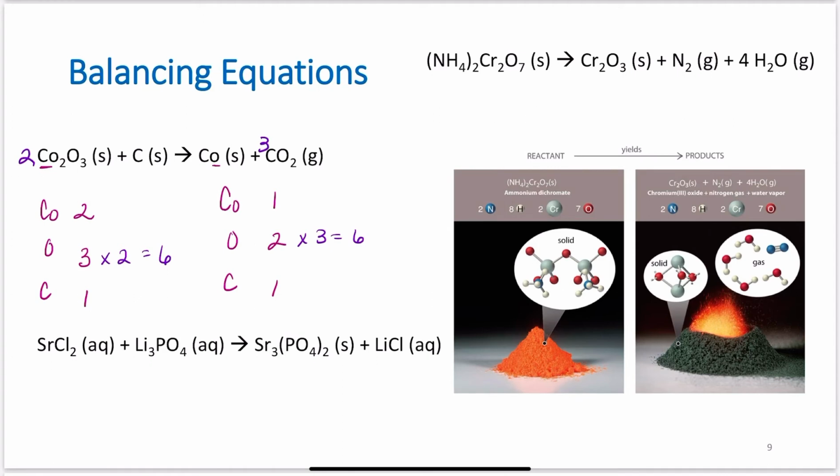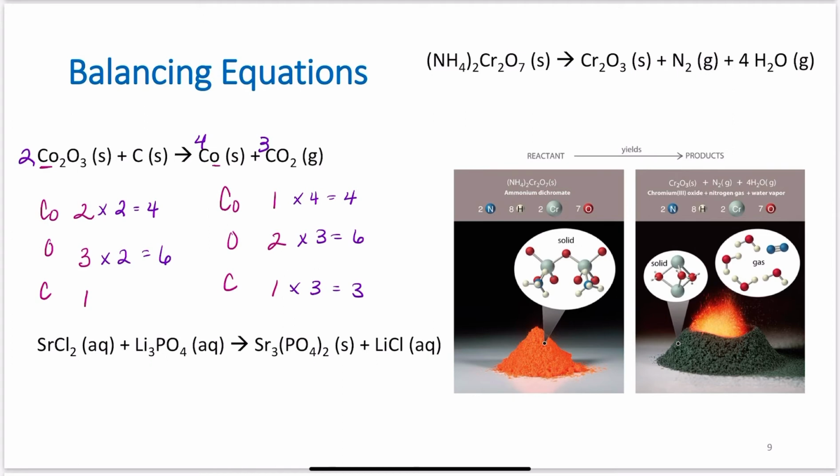But notice that that changed my cobalt on my reactant side, giving me now 4 cobalts, and it changed my carbon on my product side, now giving me 3 carbons. So I did change it because of oxygen, but I got to make sure to change everything. That looks better. So now I've got 4 cobalts on my reactant side. I need 4 cobalts on my product side. I've got 6 oxygens on each side.